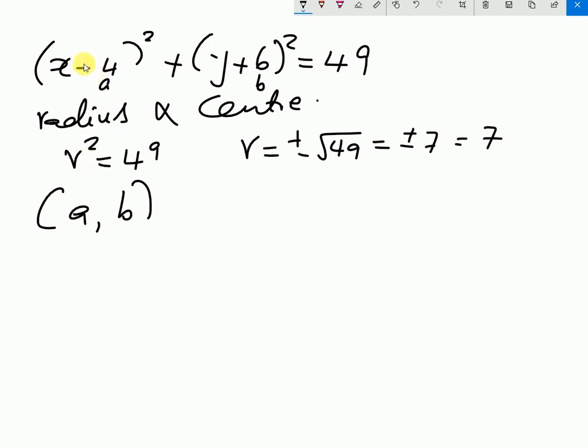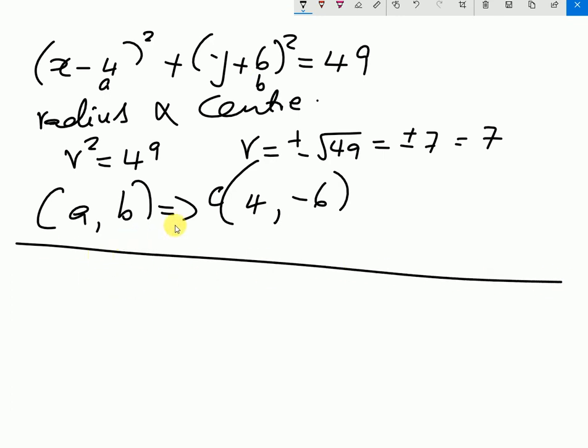So if it's negative there, the a will be positive 4. Do you get my point now? If it's negative here, I'm telling you, it must be negative 6. Always remember, when you write the center as a coordinate, it must be the opposite to the one in the equation. Do you see? The negative 4 becomes positive 4. Positive 4 becomes negative 6. Okay? Maybe let me give you another one.